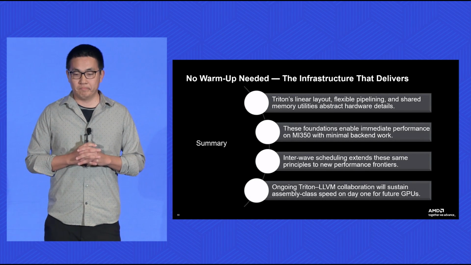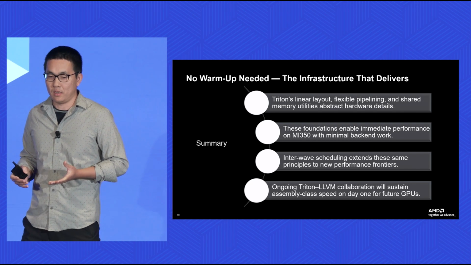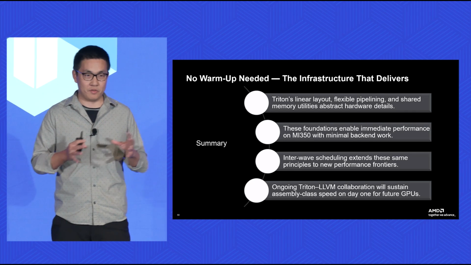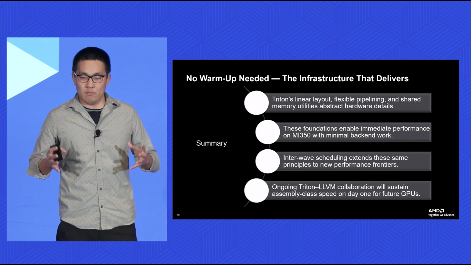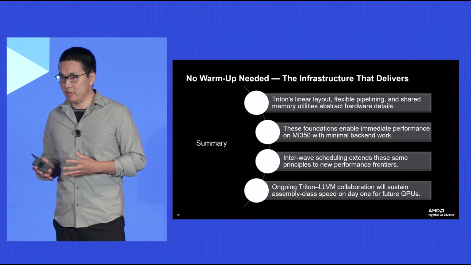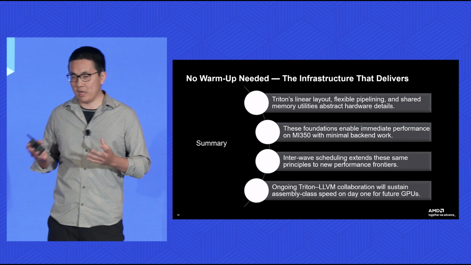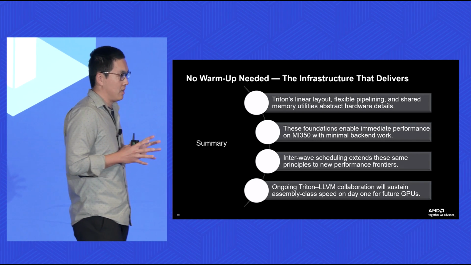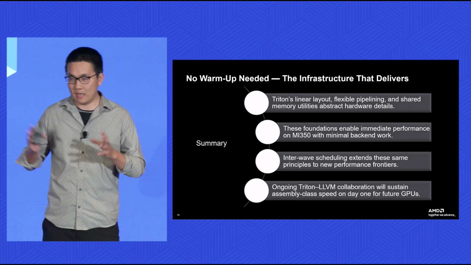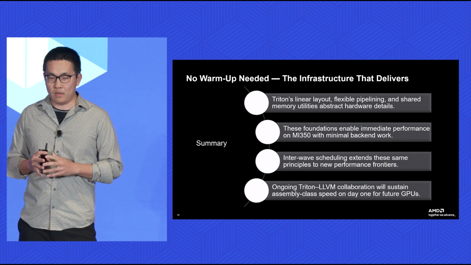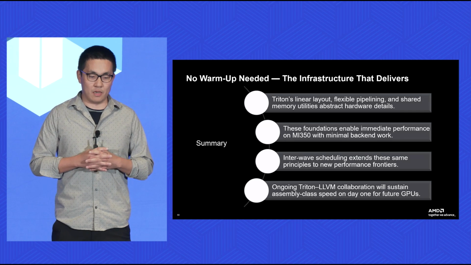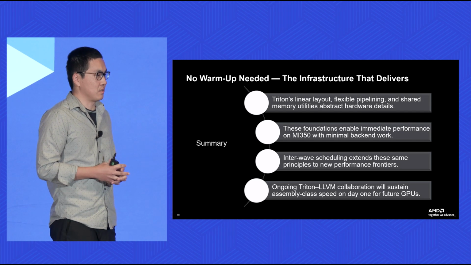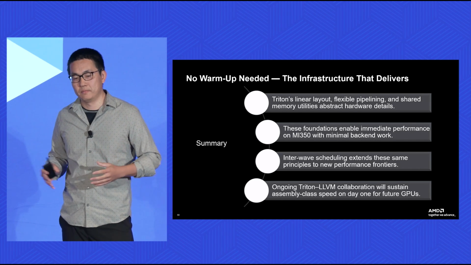To wrap up, Triton's linear layout system, the pipelining framework and the shared memory utilities abstract away hardware differences. These foundations enable the AMD backend to achieve very good day 1 performance on MI350. And the inter-warp scheduling mechanism extends these ideas to the next level of performance. And the ongoing collaboration between Triton and the LLVM backend ensures that for future GPU architectures, we can also get very good day 1 performance with Triton.